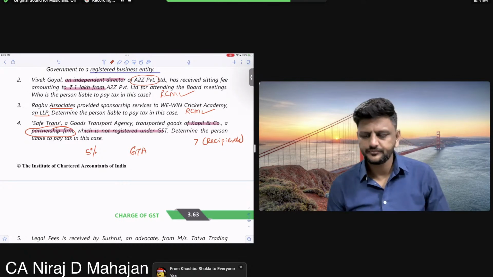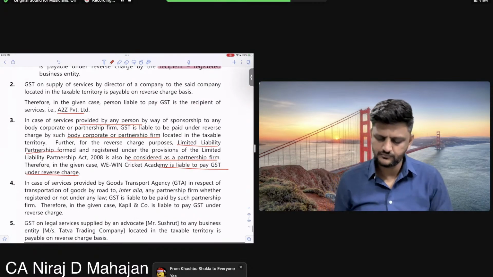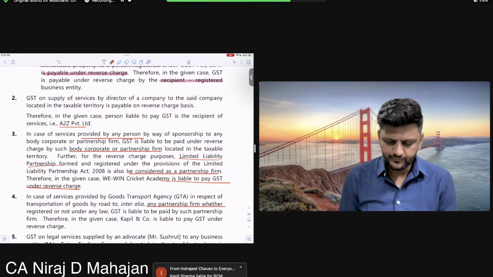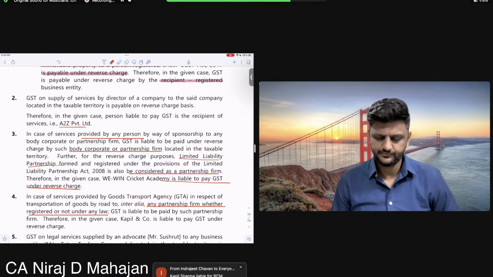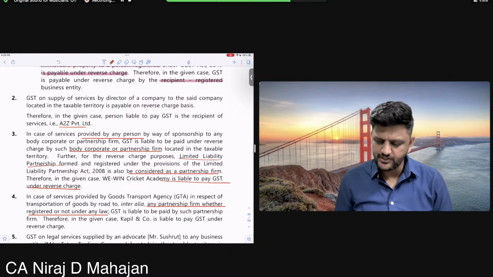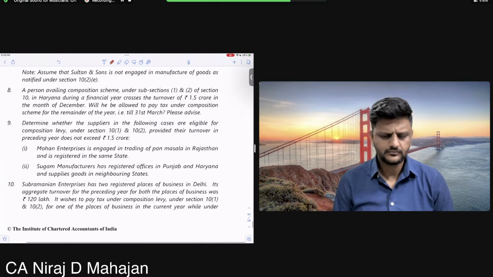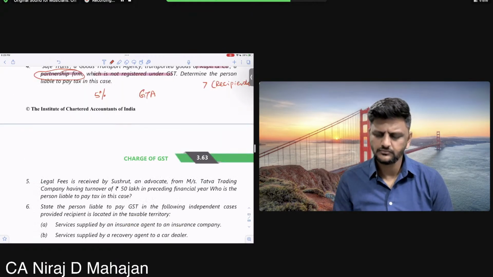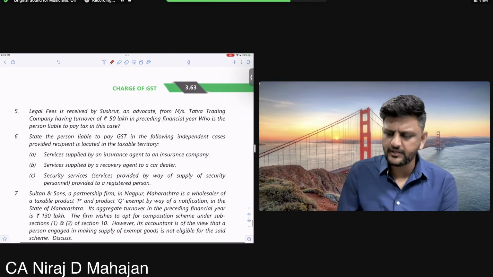All right. Whether registered or not, under any law, GST is liable to be paid by such partnership firm. Kapil and Company is liable to pay GST. The recipient, no? That is why I am saying this business entity, this point is remaining.